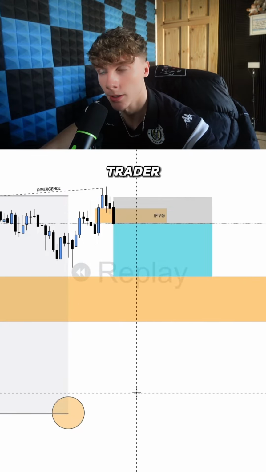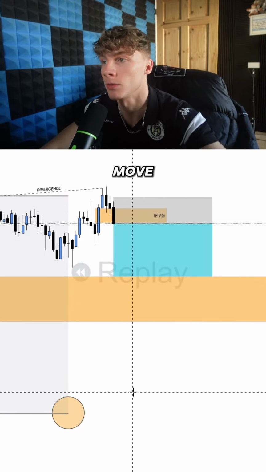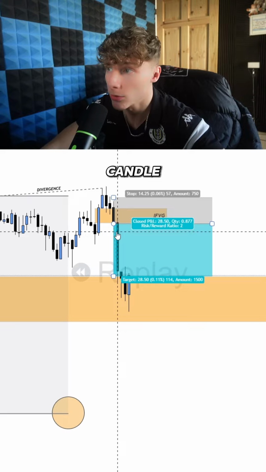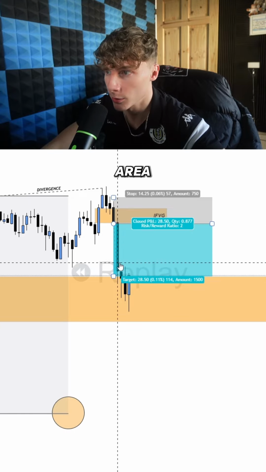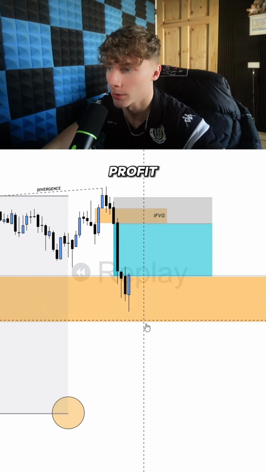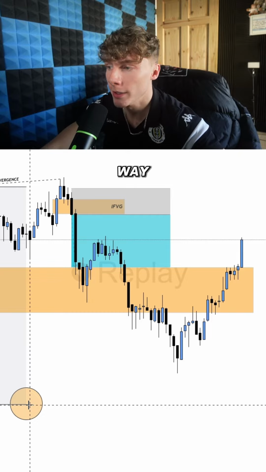That's not my job as a trader. My job is to just catch a piece of this move. You can see in literally one candle, so many sellers have got involved in this area of price. We've ended up hitting take profit. And in this instance, price didn't even come all the way down to the Asia low.